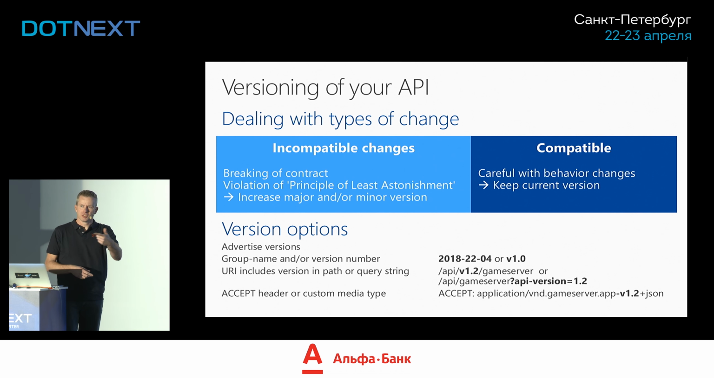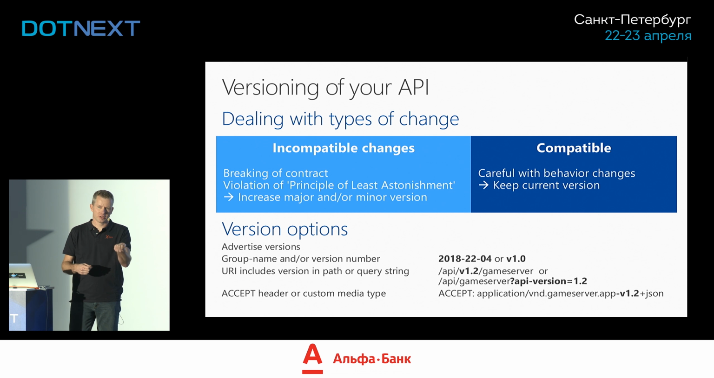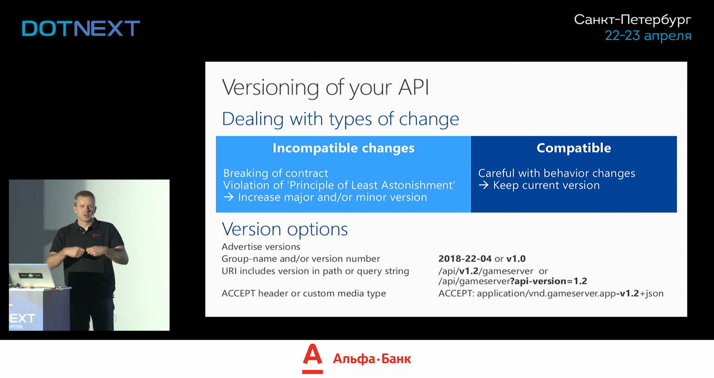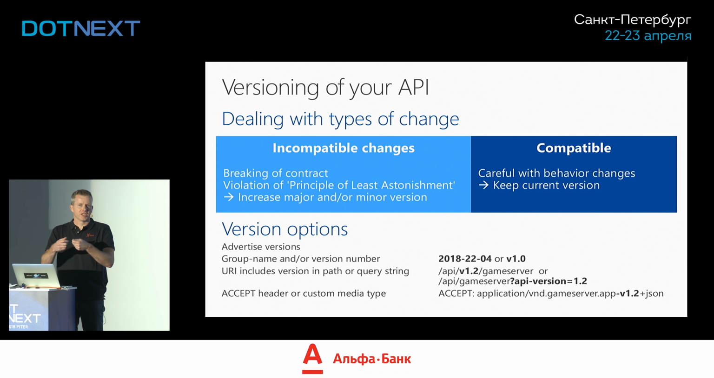But if you do need new versions, you need to think about the version numbering. Also a debatable topic. Where do you put it? Do you put it in your URL? Do you put it in the query string? Do you do it in headers, like custom headers, or just accept headers with a vendor? The vendor-specific type is where you just indicate as a client in your request that you're consuming a particular version of the web API.